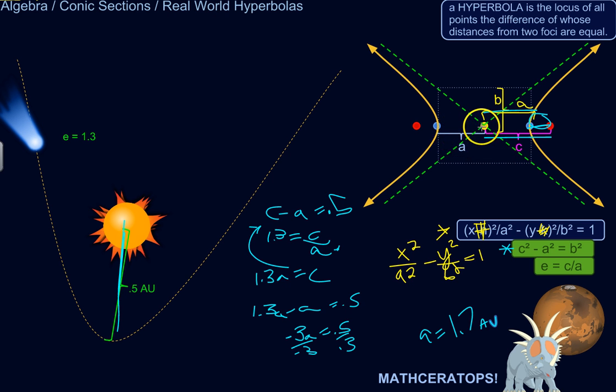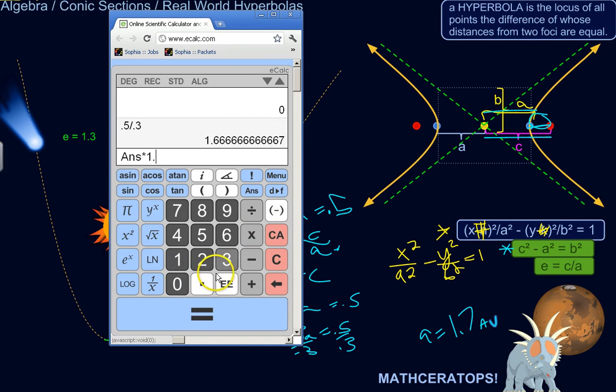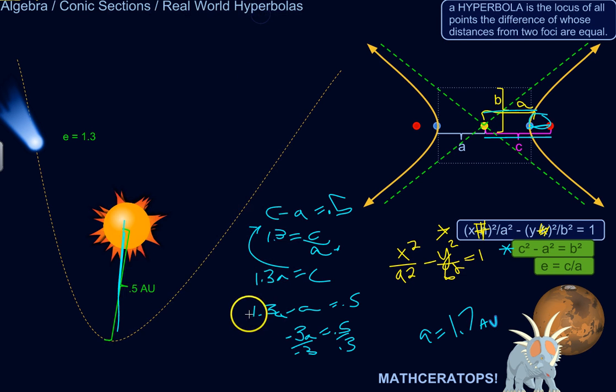So the distance from the center of this hyperbola to the vertex is 1.7 astronomical units, so 1.7 times as far as the Earth is from the Sun. Now we can use a to solve for c. What would be the easiest way to do that? 1.3a equals c, so we take a times 1.3, and that'll be c. 1.7 times 1.3 is 2.16 repeating. Let's call it 2.17.